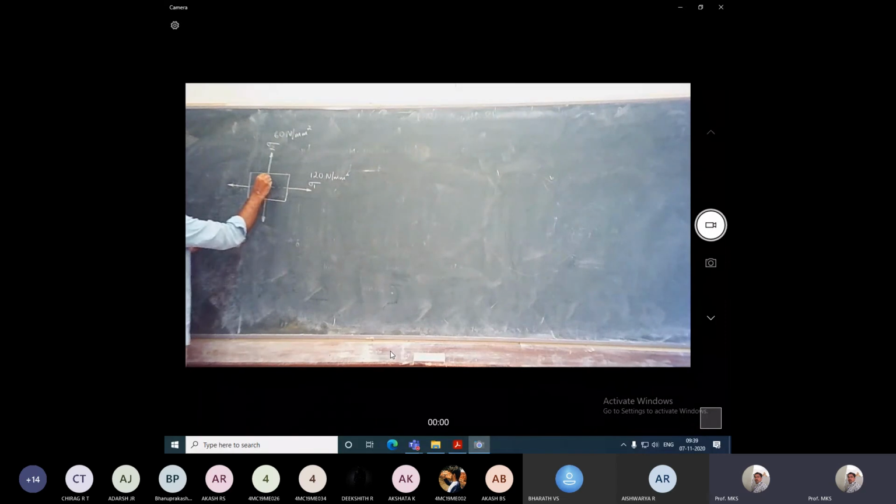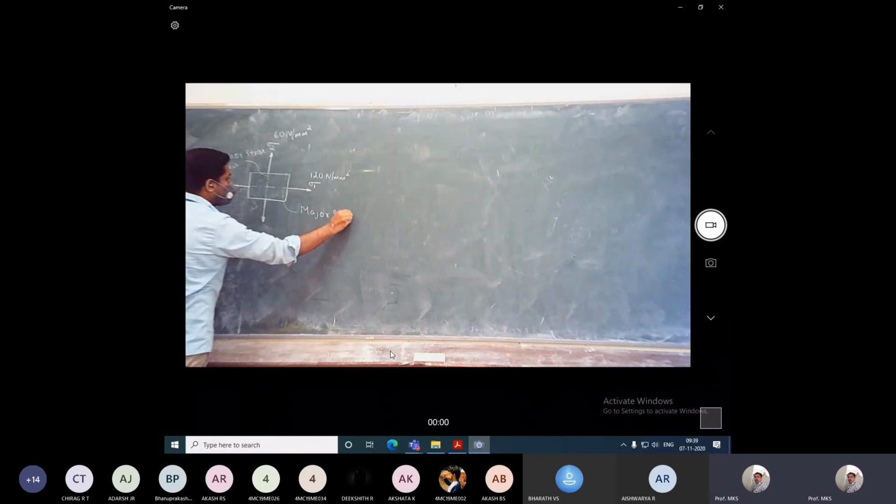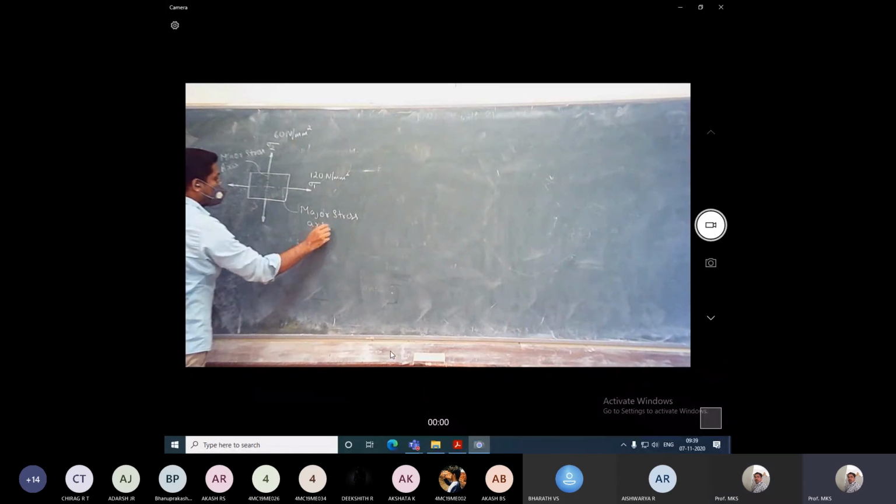Okay. So this will be acting in both the directions. This is a major stress, this is the minor stress axis, whereas this one is the major stress axis. This is the minor stress axis, or we call it the major plane. This is the major stress axis, or we call it a minor plane.